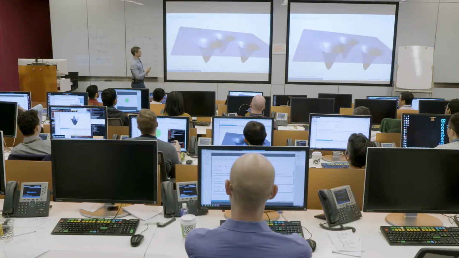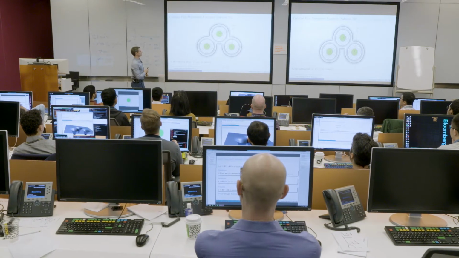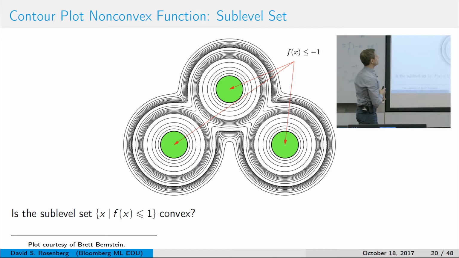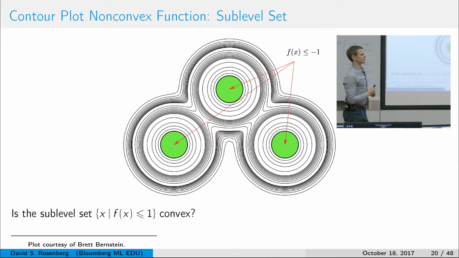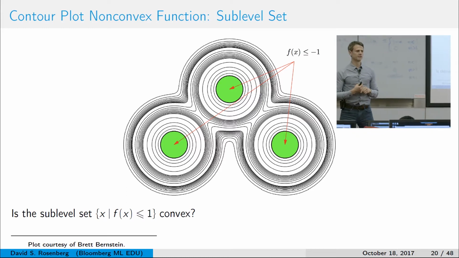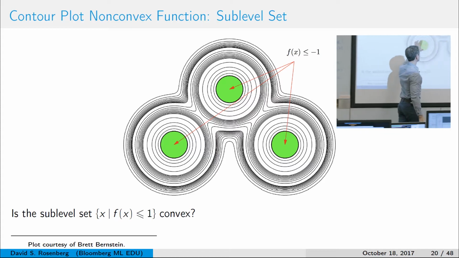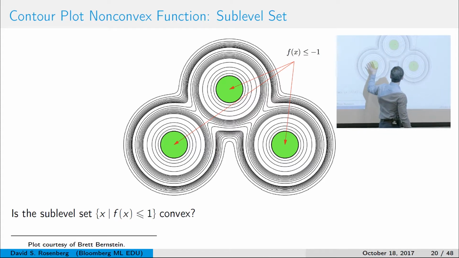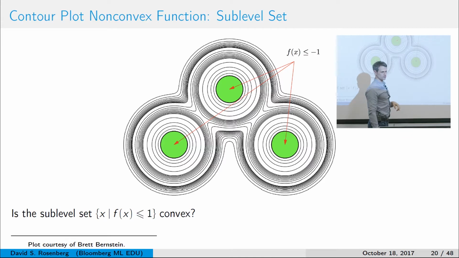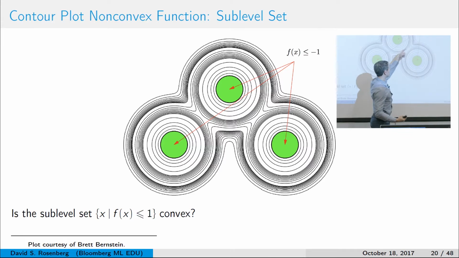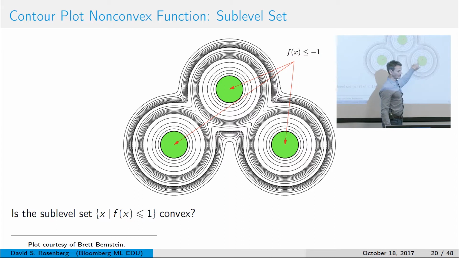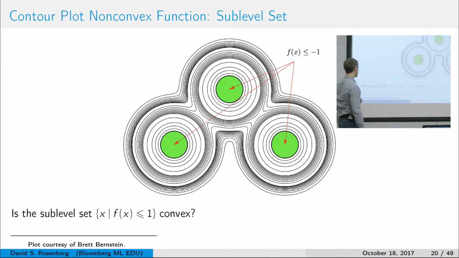No. What does the contour plot look like? OK. So the green is the sublevel set f of x is less than or equal to -1. Is it convex? It's not. Each piece is convex, true. But the union of these three disks is the sublevel set f of x is less than or equal to 1. The function attains values less than or equal to 1 in all of these sets. And so if you take a point here and you take a point here and you connect them with a line, you're going to leave the sublevel set. So it's not convex. All right.